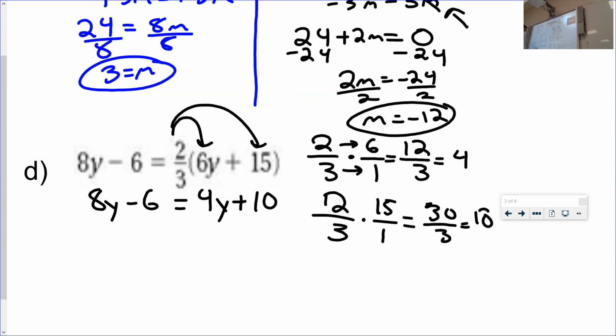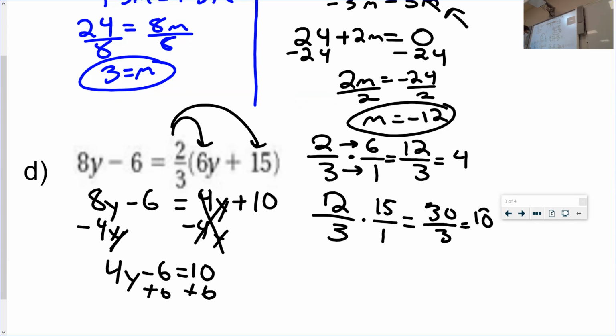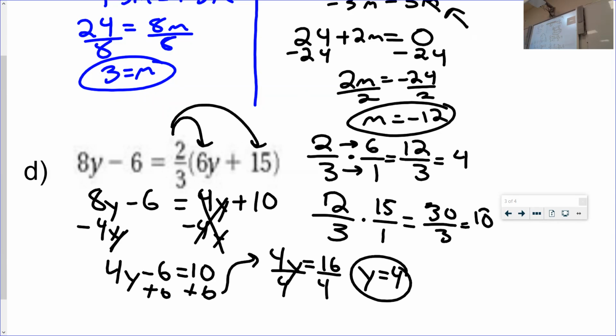All right, I'm going to move the smallest y over. Happens to be 4y over here. Cross that out. So we have 4y minus 6 equals 10. Plus 6, because it's a negative 6. 4y equals 16. Divided by 4 on both sides. Y equals 4. I did that a little bit quick. Does anyone have any questions on that?